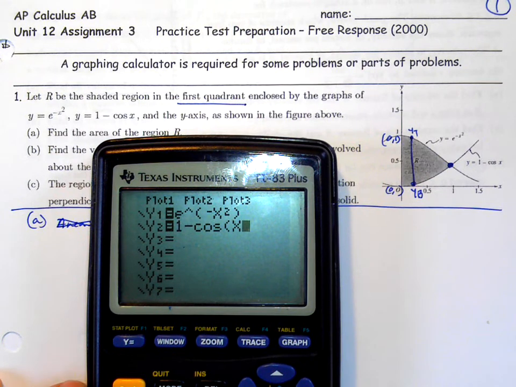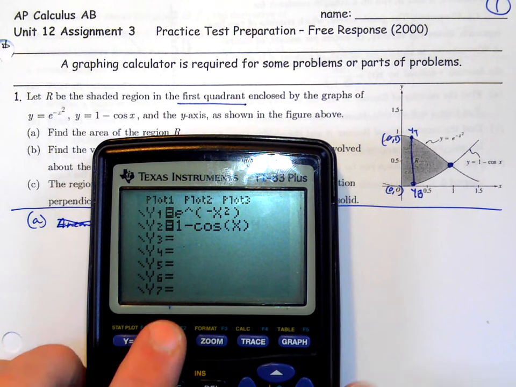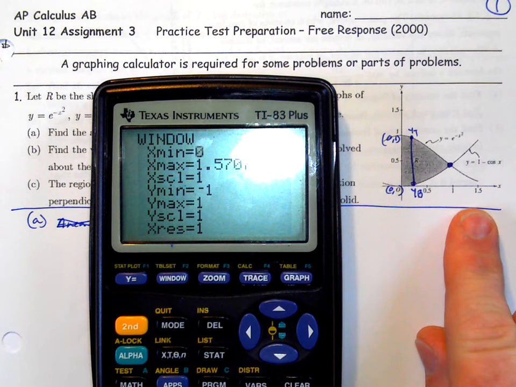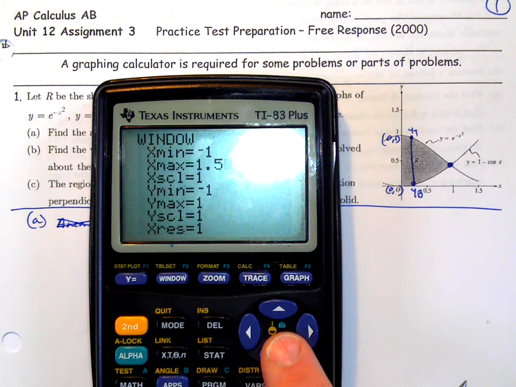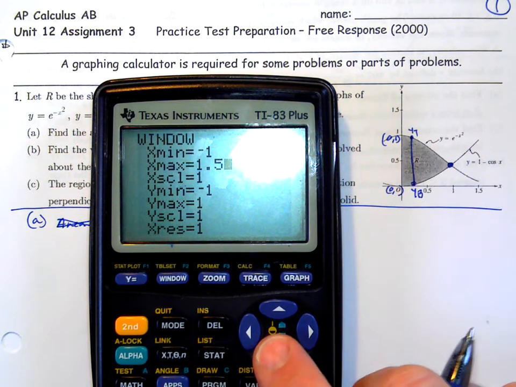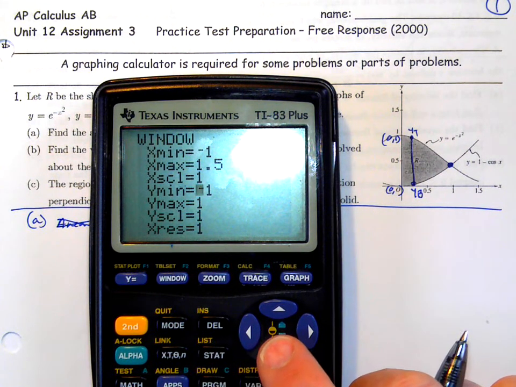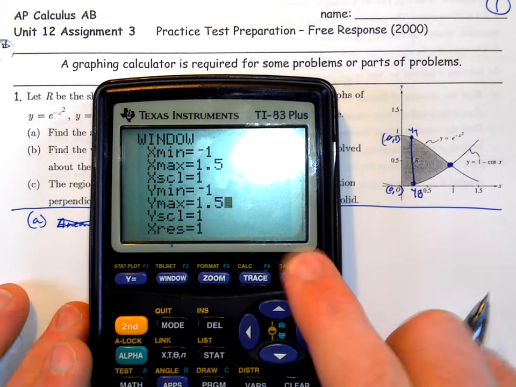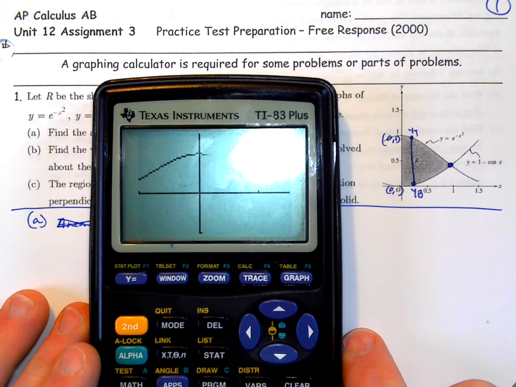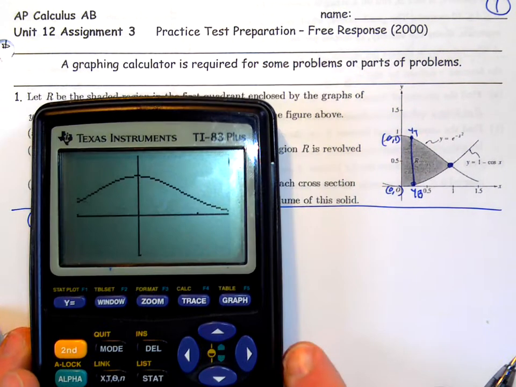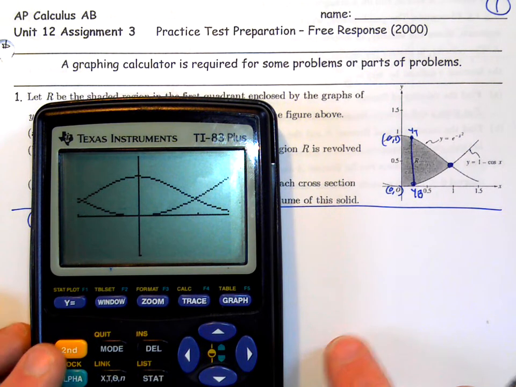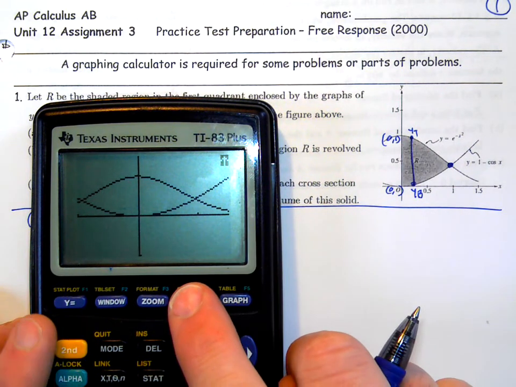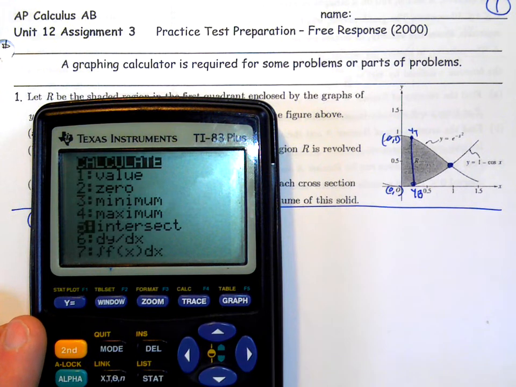Make sure you're in radian mode. Go to window. Now, the nice thing is we have a window of what we're interested in. So we might say, all right, -1 to 1.5. Just to see the y-axis, I do y min -1 to 1.5. Graph it. And it should look like that. If you enter them wrong, it'll be obvious. I guess that's one benefit of graphing it. And now we can find the intersection point. Second, calculate. Number 5, intersect.